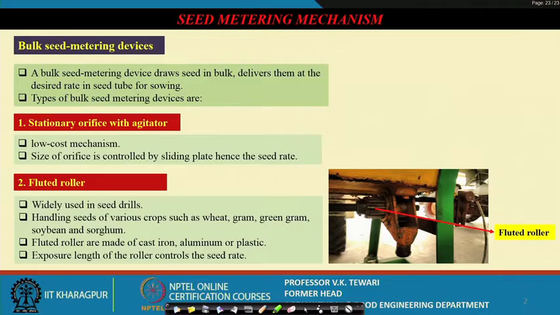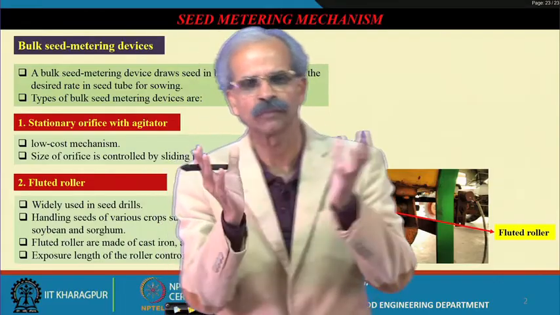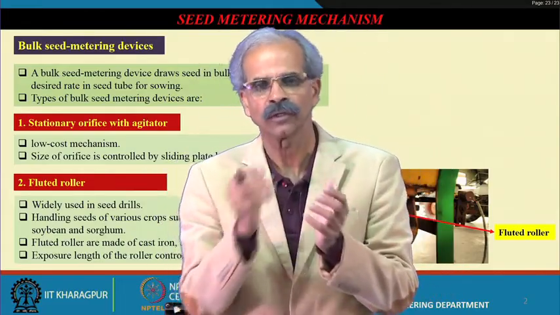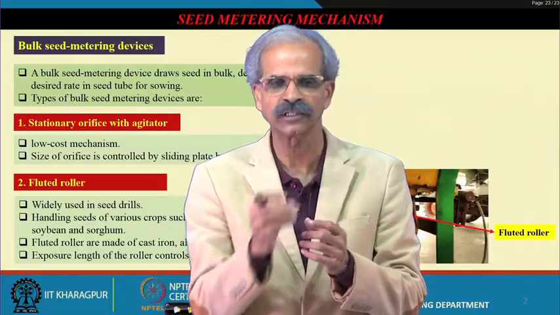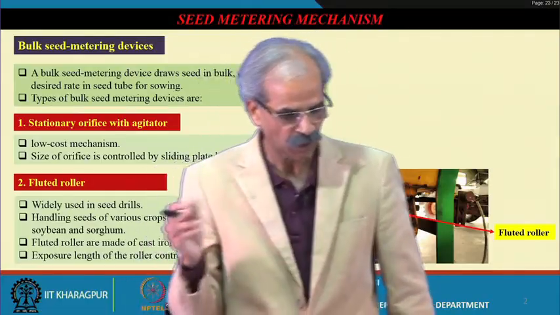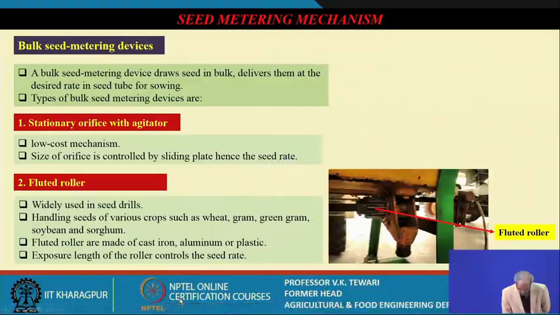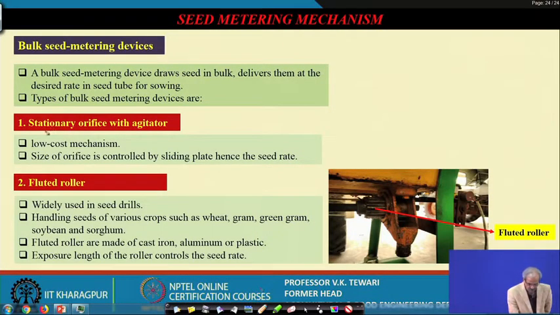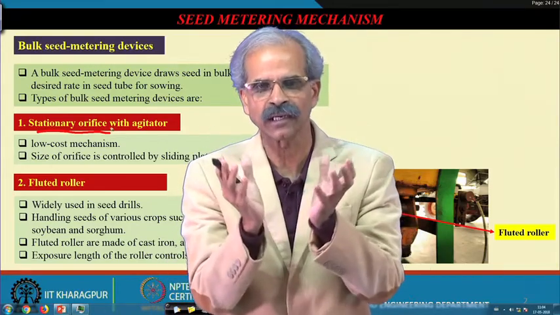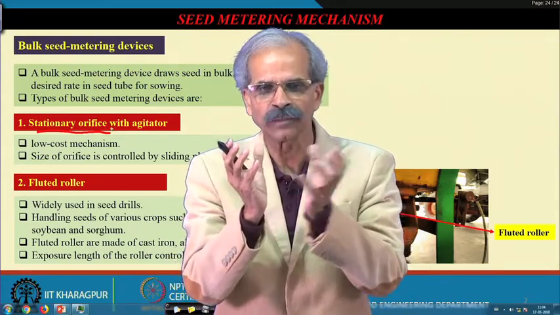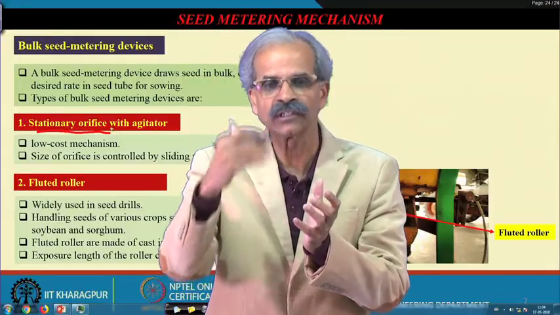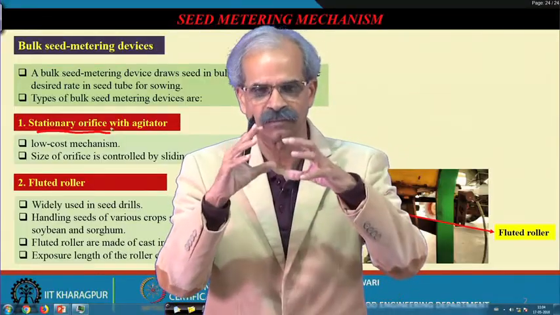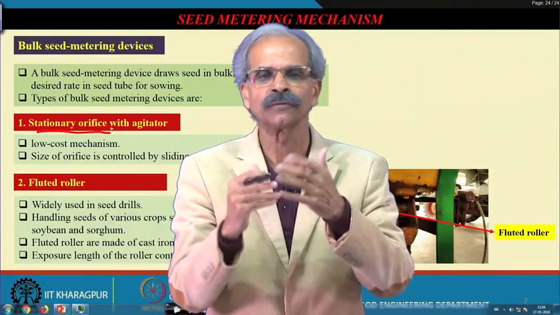Bulk seed metering. These are the devices which are called bulk seed metering. That means, in the hopper we have the seeds placed, and from there we are going to take the seeds either 2 at a time or 3 at a time or 1 at a time. One of the methods is a stationary orifice. You can have an agitator, because once the seeds are there, it may be difficult for the seeds to flow. So, there is a need to keep agitating the seed bulk, so that there will be motion of these seeds.